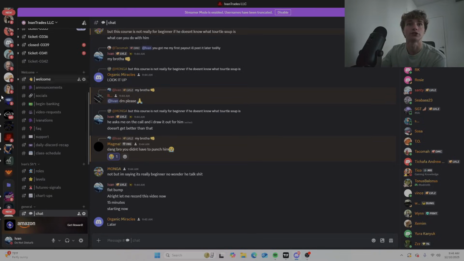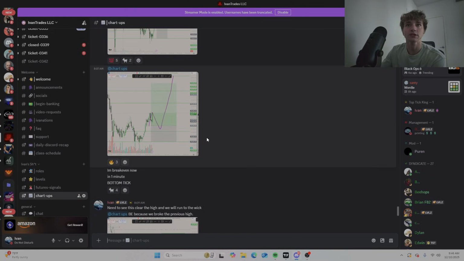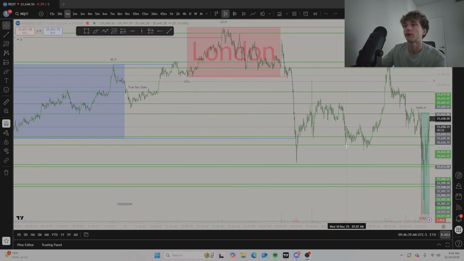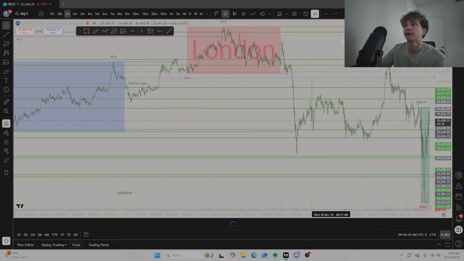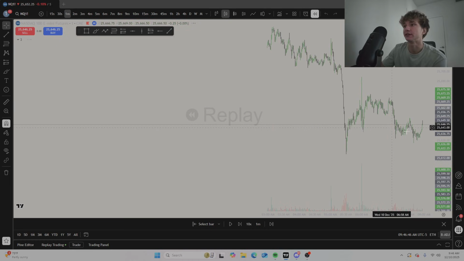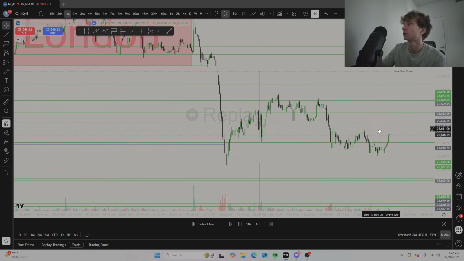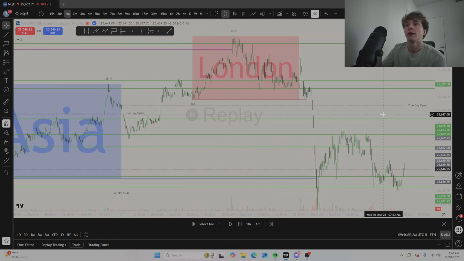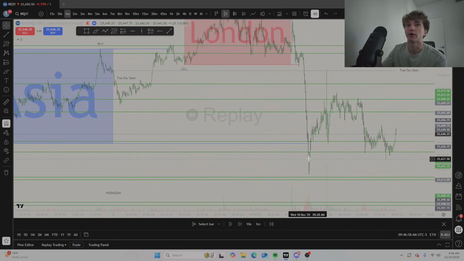Before we start, I want to show you guys that I sent this out right here. At the start of the day today, I was looking for longs to true day open. We had a news wick that manipulated there, which I'll show you right here. And when we got onto the call today at 8 o'clock, this is the price action that we were looking at. So we had this news wick, which you guys can see conveniently just happened to reject off of true day open, right? We also got this sweep of Asia low.